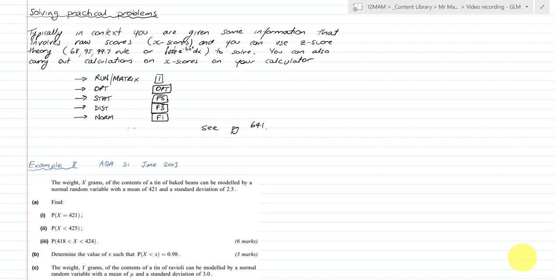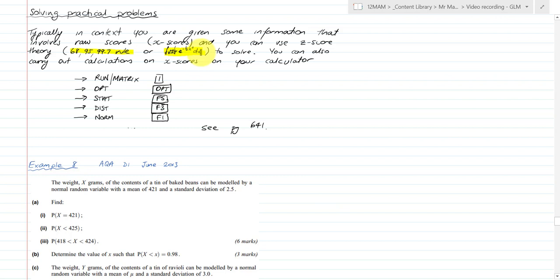So let's talk about solving practical problems. Typically, in context, you're given some information. It involves raw scores, maybe z-scores, maybe a table, a diagram, and you can use things like in a calculator free, you could use the 68, 95, 99.7 rule, but you're relying on the z-scores being only 1, 2, or 3, or -1, -2, -3. You can use the actual probability distribution function for normal distributions. That's what's written there, even though it's tiny.